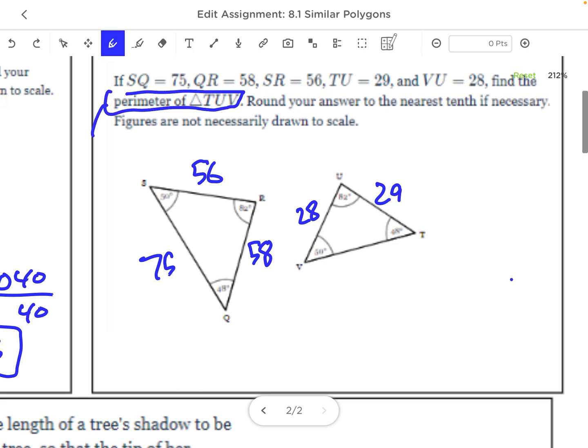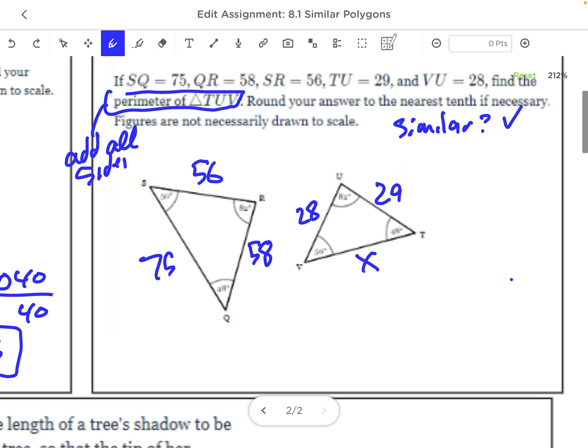And remember, the perimeter is add all the sides, right? So we need to find out all the sides of this. So we got to find out this side. We know this one and this one. We got to find out that one. So let's see, we need to see, are they similar? That's the only way we can find out. So let's check. We got 50 degrees over here, 50 degrees, 48, 48, 82, 82. So yes, they are similar.